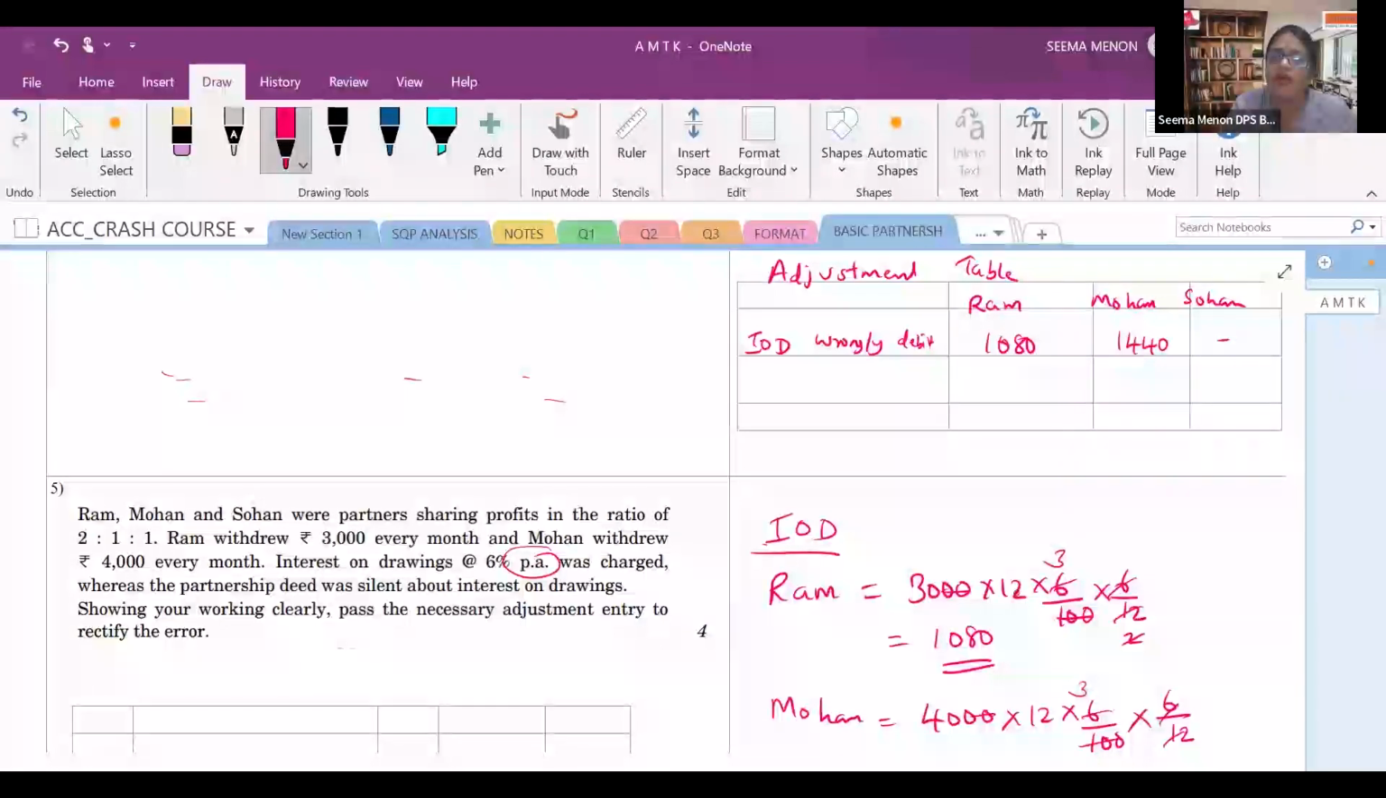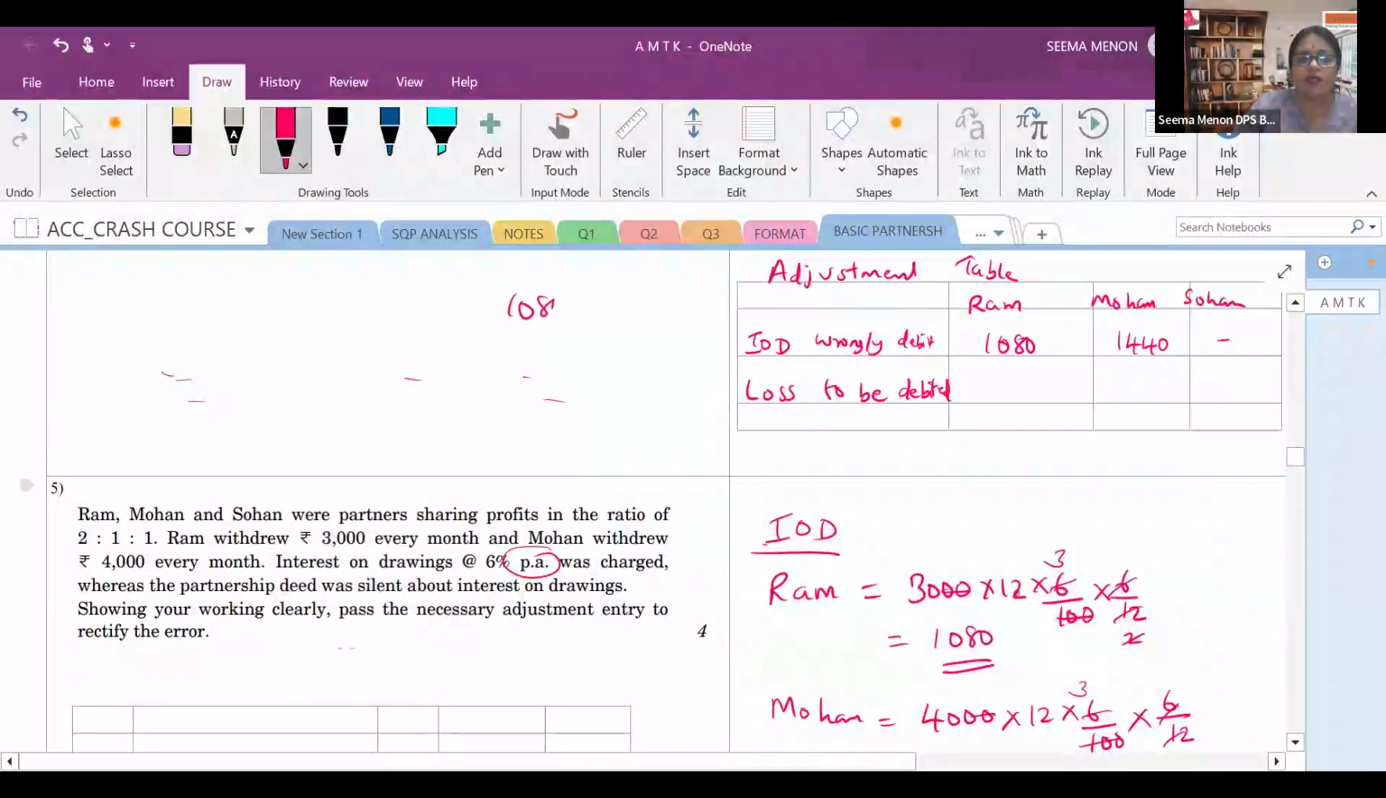So for the firm, what will it be? It will be a loss for the firm. So what will you write in the next line? Loss to be debited. Actually, these are debited in the partners' capital accounts. Now partners will get this back. So loss to be debited. This is the total loss of the firm.